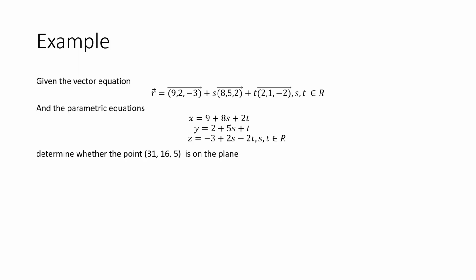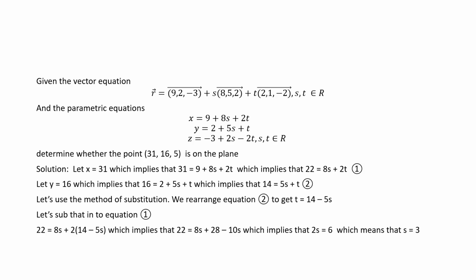Now, suppose we give you a vector equation of a plane as shown with the parametric equations as shown, and we want to know whether the point (31, 16, 5) is on the plane. What we're going to do is let x equal 31. Letting x equal 31 would mean that 31 is equal to 9 plus 8s plus 2t. A little bit of simplifying lets us know that 22 is equal to 8s plus t. And then we'll let y equal 16, which would imply that 16 is 2 plus 5s plus t, which would mean 14 is 5s plus t.